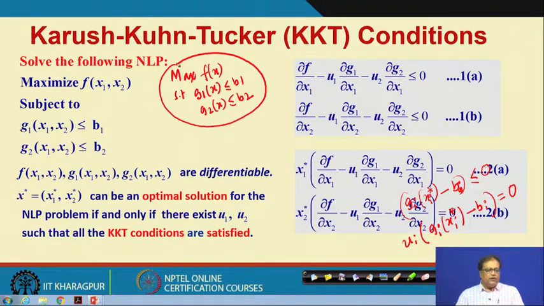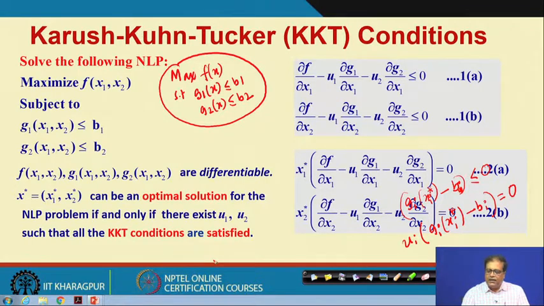Now, the condition that is required is that all three functions, that is f(x), g1(x) and g2(x), should be differentiable. That is a requirement. Now, x star equal to (x1 star, x2 star) can be an optimal solution for the NLP problem if and only if there exist two multipliers u1, u2, equivalent to Lagrange's multipliers, such that all the KKT conditions are satisfied. Is it all right? So, this is the requirement.